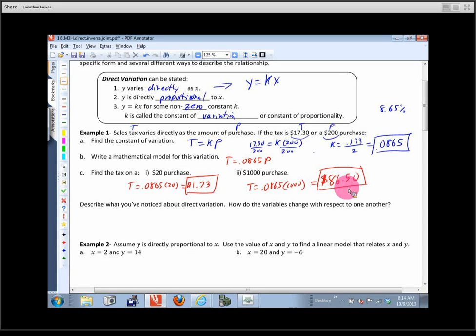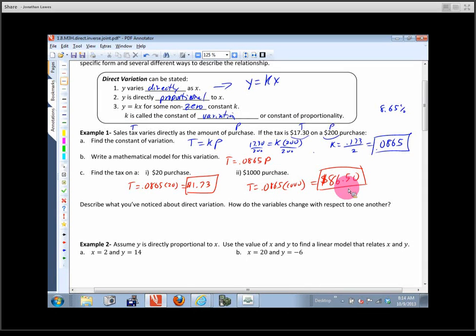Is this a high tax rate? Does anybody know what the tax rate is in Utah? Raymond? What is it? Yeah, it's around 6. It depends on what city you live in, because sometimes cities have sales tax and stuff like that. It's usually around 6.85, so it's a little bit less than 7%.